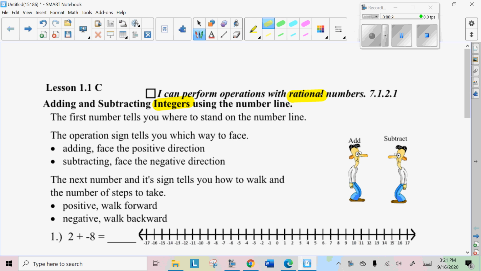All right. When you're on the number line, the operation sign will tell you which way to face. If it's adding, if it's plus, then you're going to face the positive direction, which means this way. And if you're subtracting, you're going to face the negative direction, that way. The next number and its sign tells you how to walk and the number of steps to take. So a positive means you're going to walk forward, and a negative means you're going to walk backwards. All right, so let's try that stuff.